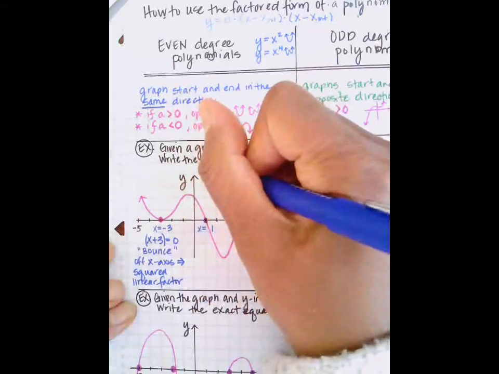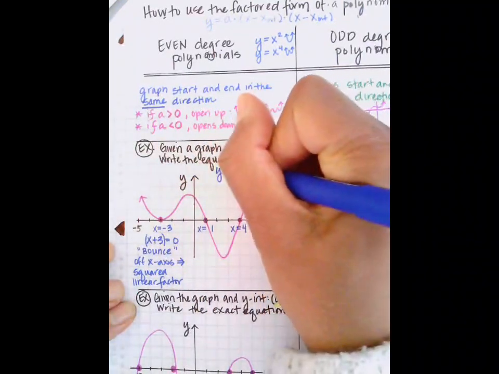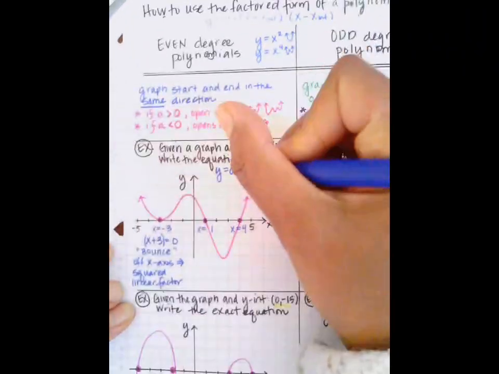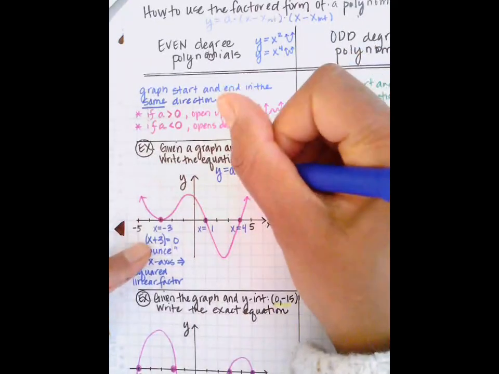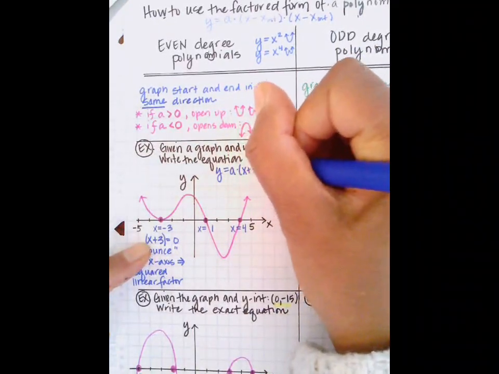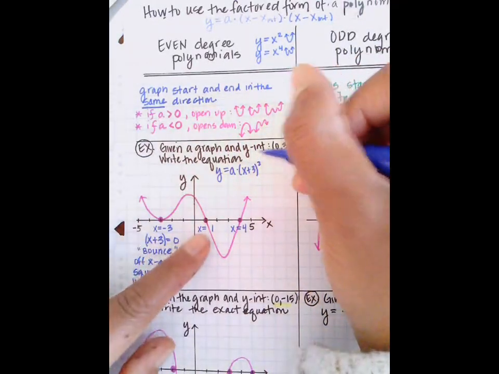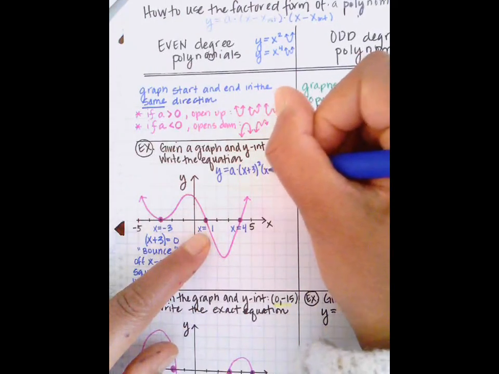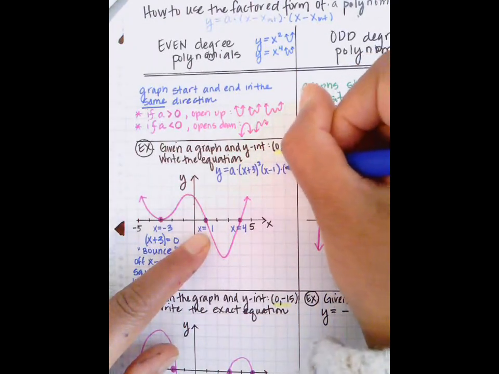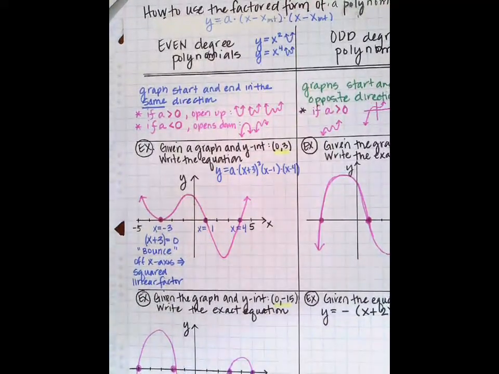And so I'll see if I could squeeze it into this little tiny area. I've got a, because I don't know what that is at this point, and then I've got (x plus 3) squared, and then I've got this other x-intercept that's going to correspond to an (x minus 1), and finally the (x minus 4). And I just barely squeezed that all in there. But this would be a possible equation.